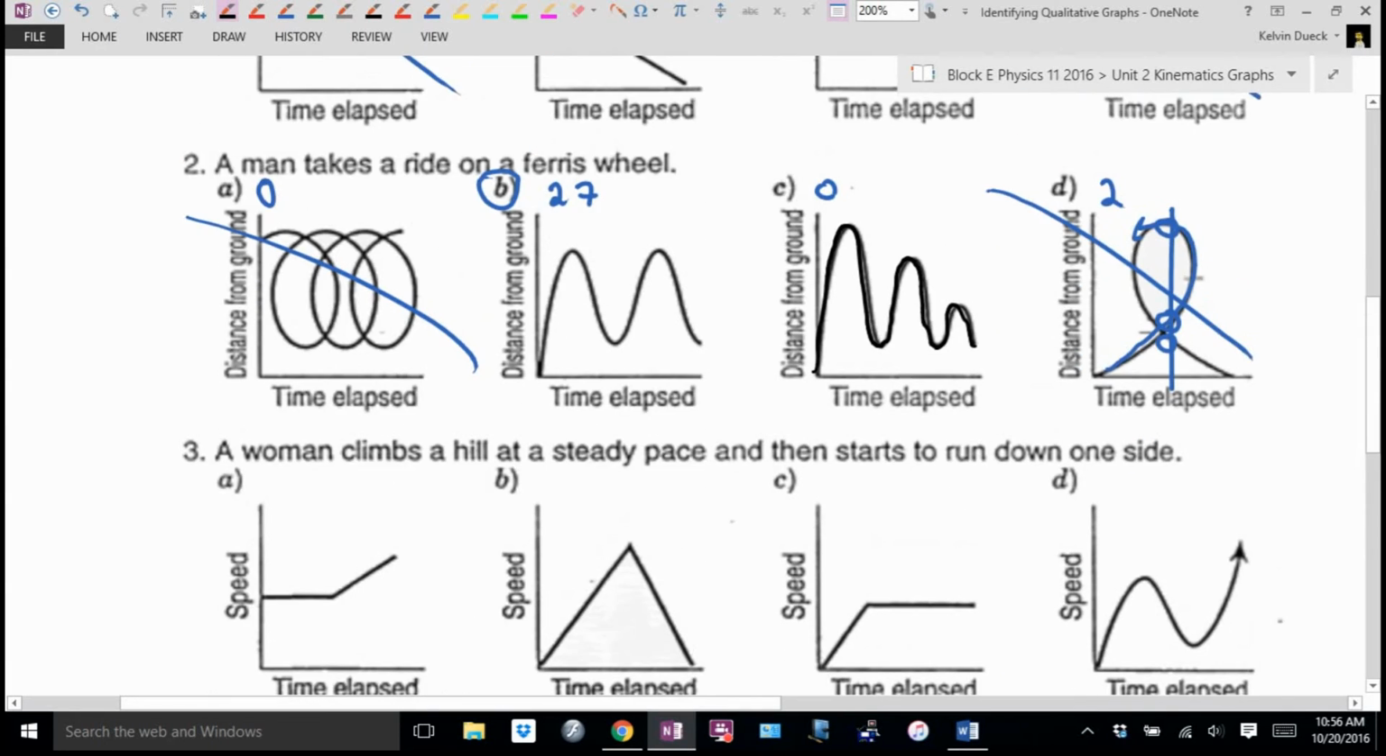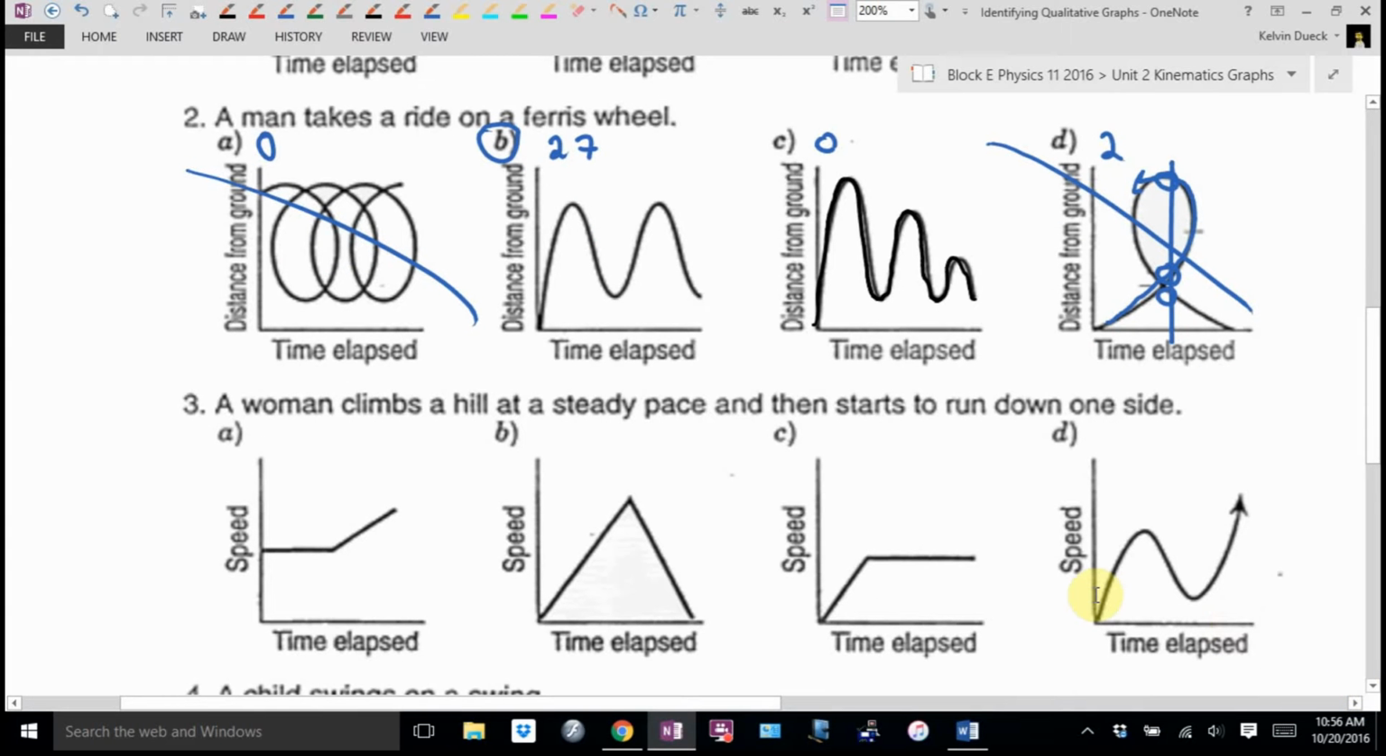Number 3. A woman climbs up a hill at a steady pace and then starts to run down one side. And we are graphing speed versus time elapsed. A. Who says A? I'm going with A. Ooh, only a few. 1, 2, 3, 4, 5, 6, 7, 8, 9, 10, 11, 12, 13. Ooh, a little controversy here.